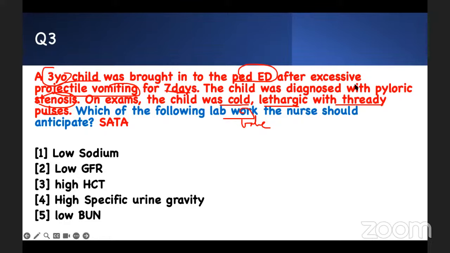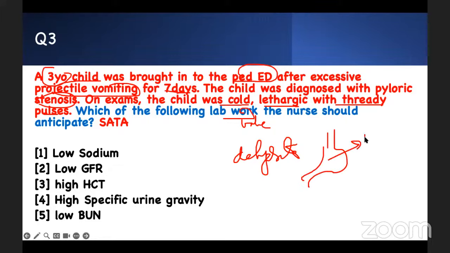What does this kid have? Dehydration. What do you expect in the lab work? We deal with it already. Okay. You're vomiting from your stomach. Okay. You're losing all your sodium. So your kidney is not going to be happy. You're going to be dehydrated.